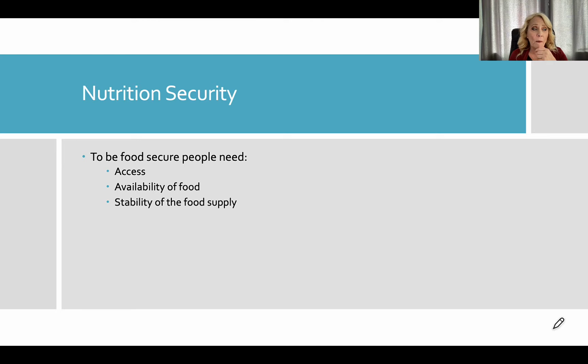And what that means is there also has to be enough variety of food. You can't just feed a population rice, okay? They're going to have a variety of food. And then a big deal is stability of the food supply. So that means from the farmer all the way to shipment, all the way to getting it to the person, whether it's a grocery store or whatever it may be.